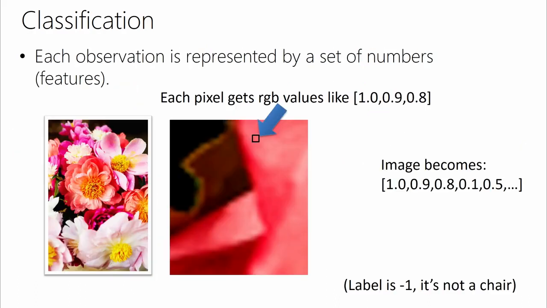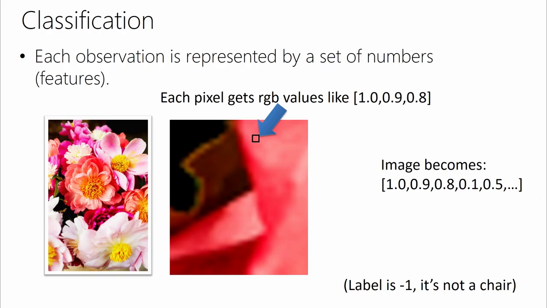Now, how do we represent an image of a chair or a flower or whatever in the training set? I just zoomed in on a little piece of the flower here, and you can see the pixels in the image. And we can represent each pixel in the image according to its RGB values, its red, green, blue values. So we get 3 numbers representing each pixel in the image. So you can represent the whole image as a collection of RGB values. So the image becomes this very large vector of numbers.